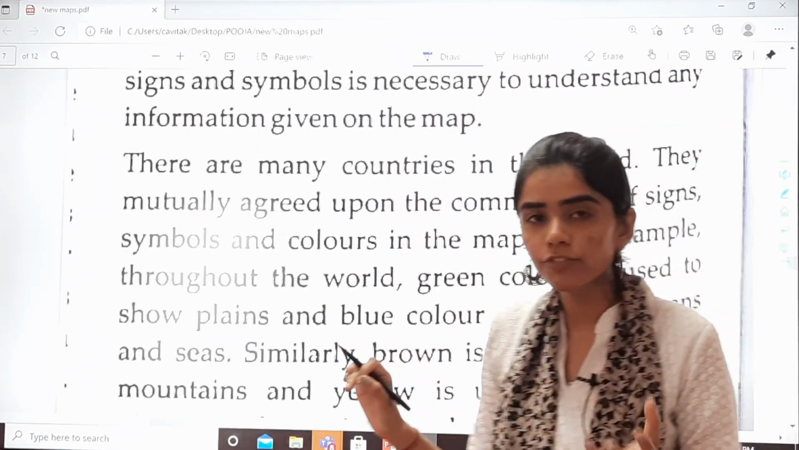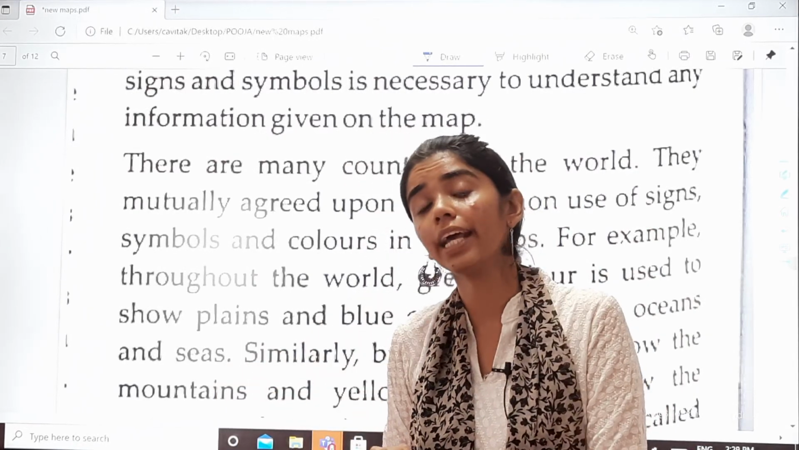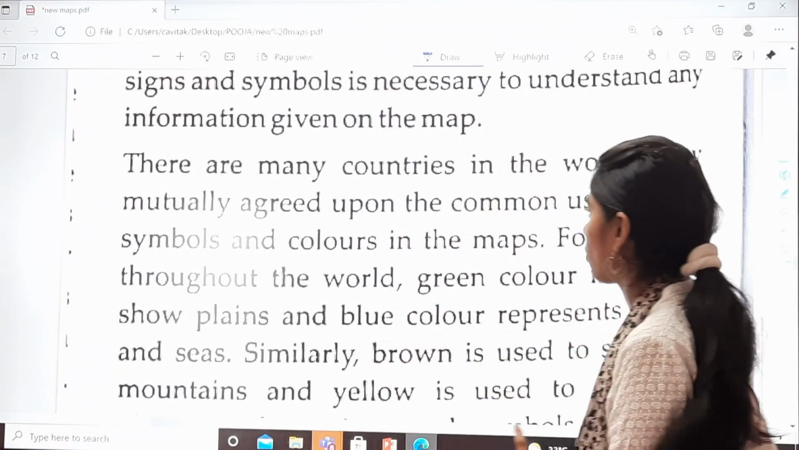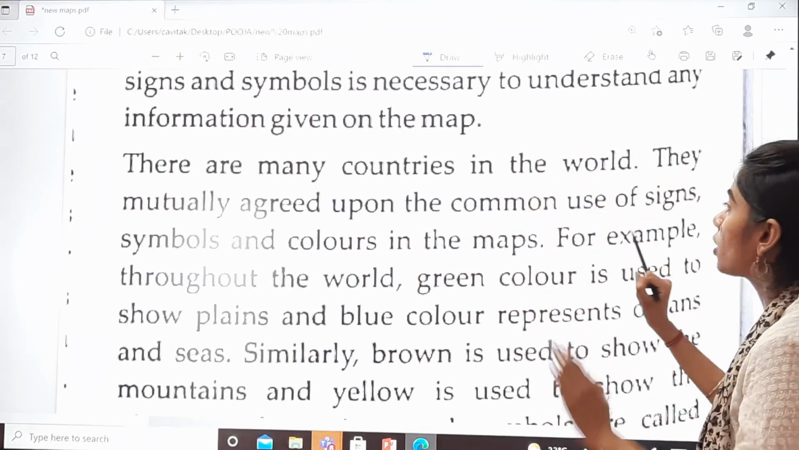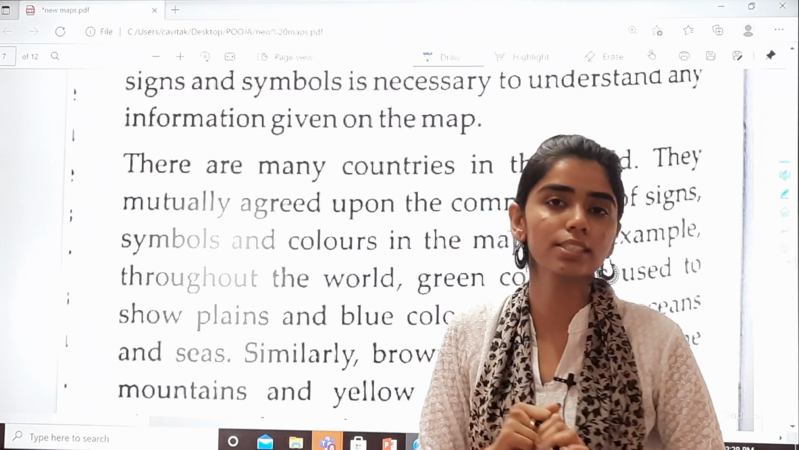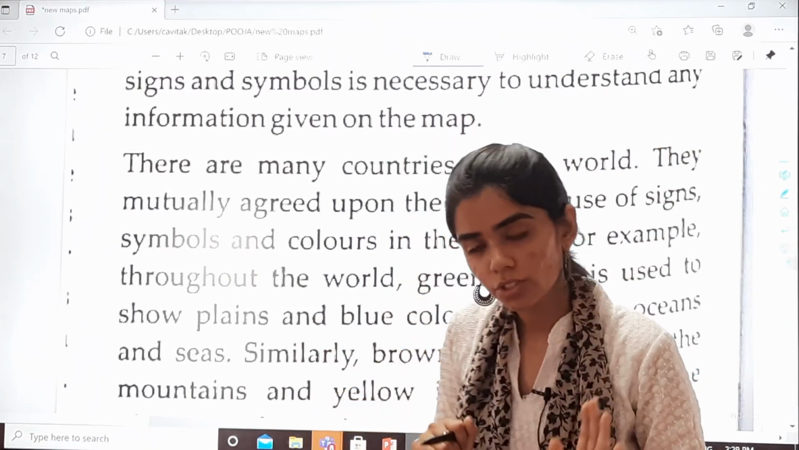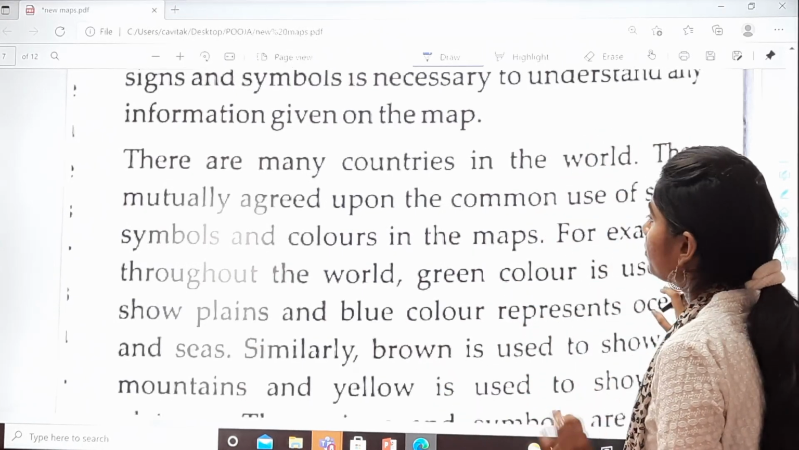Now there are different symbols, as I told you. These symbols are being accepted by all the countries in the world mutually. They have said there are many countries and they mutually agreed upon common use of signs, symbols and colors in the map, so that everyone uses the common symbol and it is easier for everyone to refer. Now let's read.